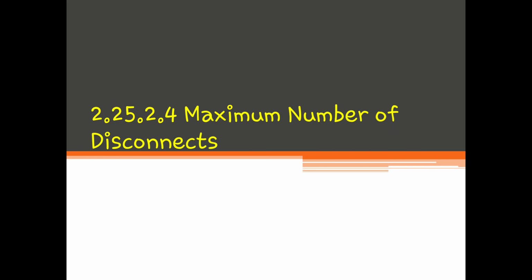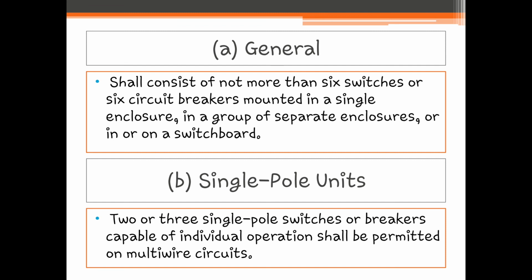Next is maximum number of disconnects. In general, the disconnecting means for each supply permitted by this article shall consist of not more than 6 switches or 6 circuit breakers mounted in a single enclosure. So, there shall be no more than 6 disconnects per supply group in any one location.